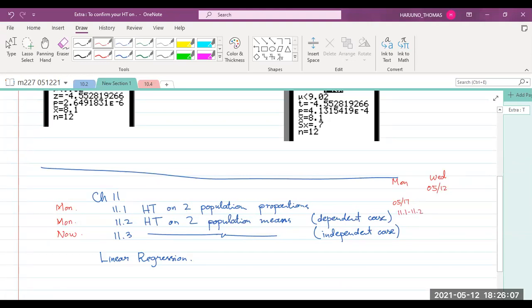Okay. You know what? Let me check. Is it 11.2 or 11.3? Just to make sure. Give me a second, I need to look at the book though. Be patient with me. I need to see chapter 11.